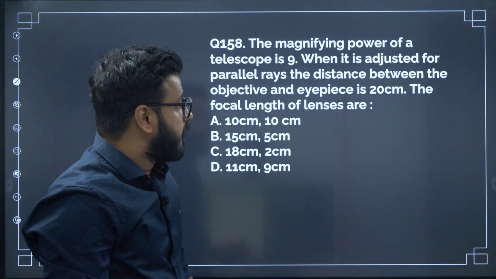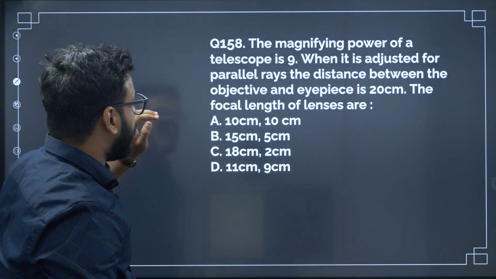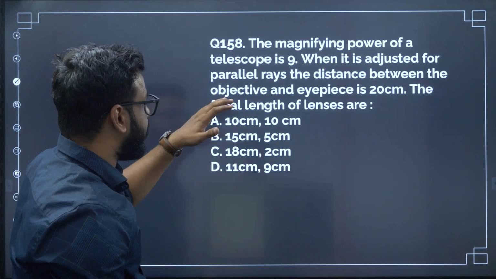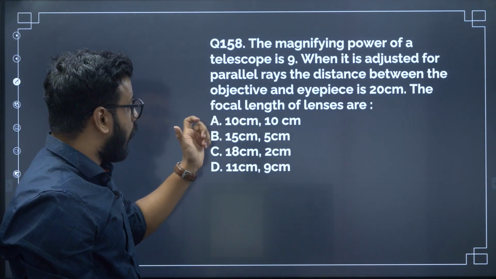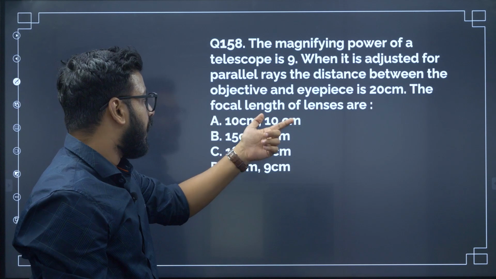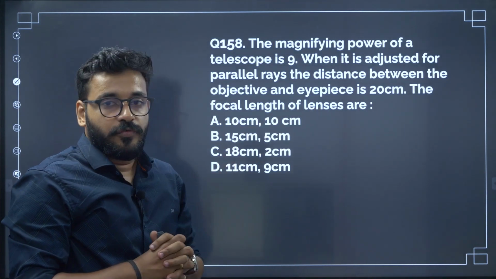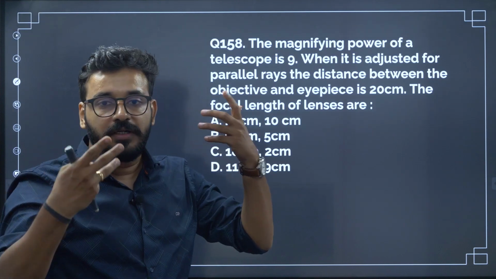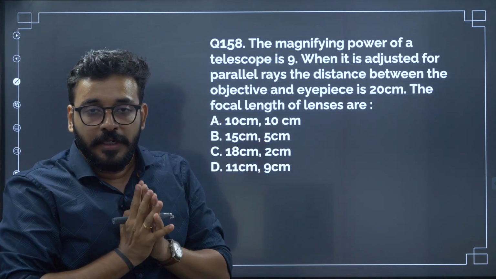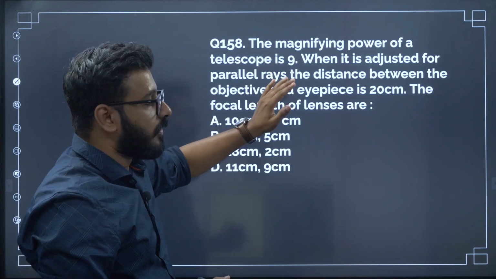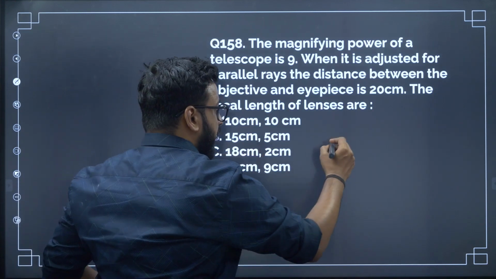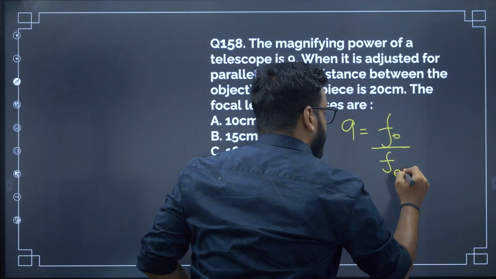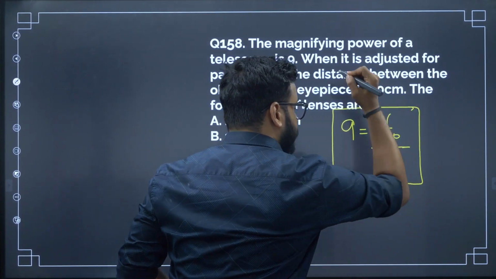Next question. So question number 158: the magnifying power of a telescope is 9. When it is adjusted for parallel rays, the distance between the objective lens and eyepiece is 20. The focal lengths of the lenses are. So first of all, these are in words. You have to convert them into mathematical expressions. So the magnifying power of a telescope is 9. How do you find the magnifying power of a telescope? FO by FE. This is the first given clue.